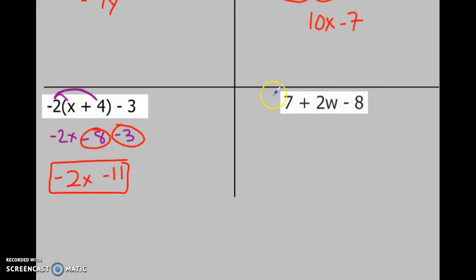This last one, there are no parentheses, so we're just going to combine our like terms. This 2w is all alone, it's just 2w. And then we have 7 plus -8, or 7 minus 8, is -1.